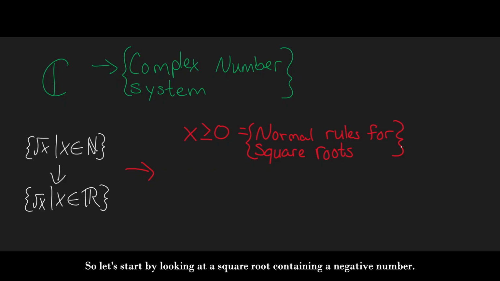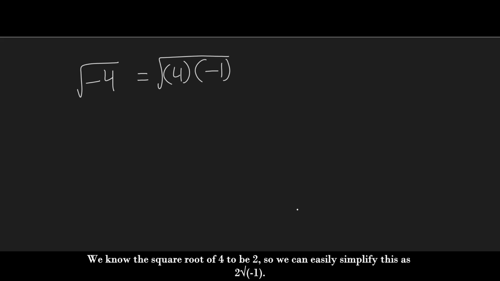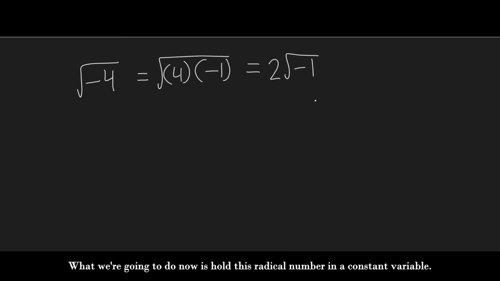So let's start by looking at a square root containing a negative number. Let's look at the square root of -4. We know that there exists no number multiplied by itself that equals -4. But we do know such a number exists for +4. First, let's break this integer into two factors, 4 and -1. We know the square root of 4 to be 2, so we can easily simplify this as 2 times the square root of -1. What we're going to do now is hold this radical number in a constant variable.